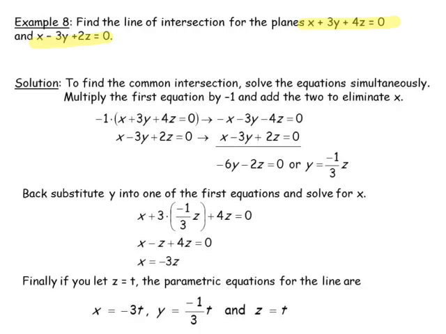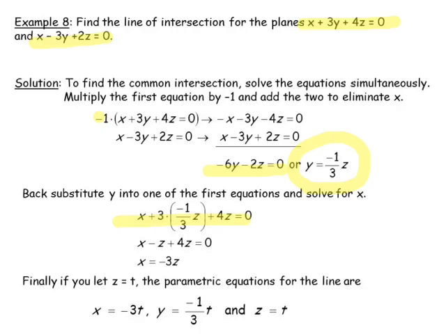To eliminate x, I multiplied the first one by -1. When I added the two new equations together, x was eliminated and I was left with -6y minus 2z equals 0. Our goal is writing one variable in terms of a second. So I solved for y, and y is -1/3 z. What we're going to do is substitute that in for y in one of our equations. So I chose the first equation.